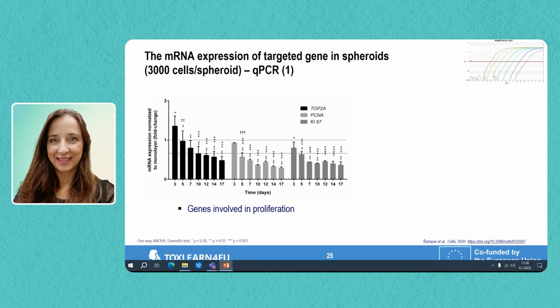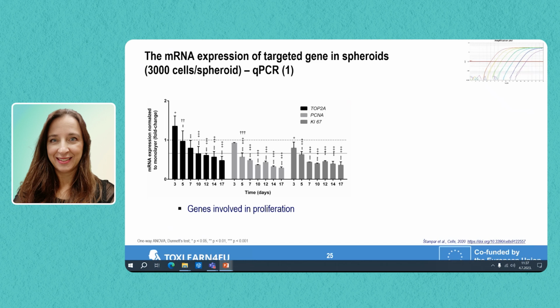Okay, then very important is to see what is happening on the molecular level. So with the qPCR, we measured the expression of genes. And here you see the 3 different genes. This is topoisomerase 2, PCNA, and Ki67. All these 3 are involved in cell proliferation. And what you can see is that they were all downregulated. 1 means this is the comparison with the monolayer culture.